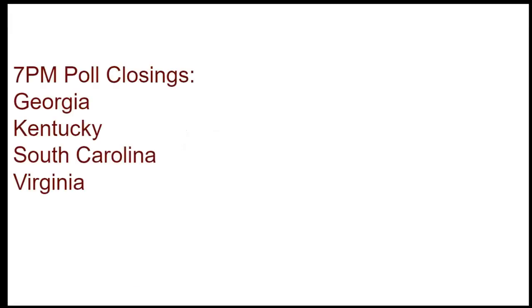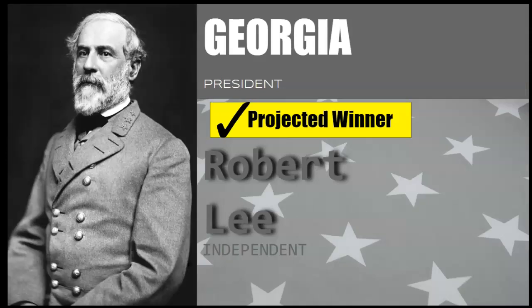It is now 7 p.m. and the following states have poll closings. Out of Georgia, we only have one candidate here tonight running for president, and that is General Robert E. Lee. Pretty much the only person who wanted to run. Nobody else could have beaten him, so he's the only one that's typically on the ballot.